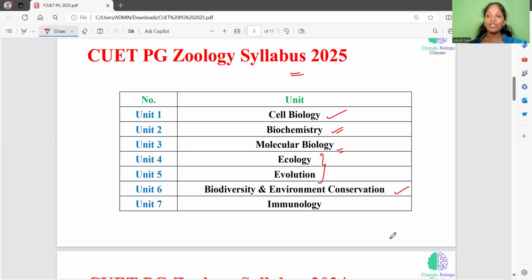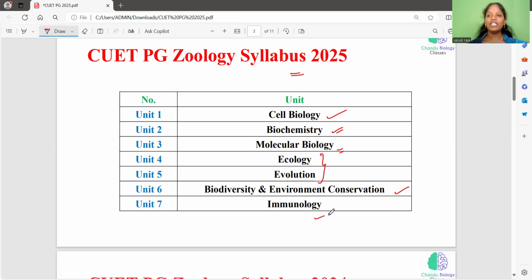And what are all the types of conservation we are having, like in situ conservation and ex situ conservation? What are all the types we are following in in situ conservation, and what are all the types we are following in ex situ conservation? So these are all the things we are going to read in this particular unit.